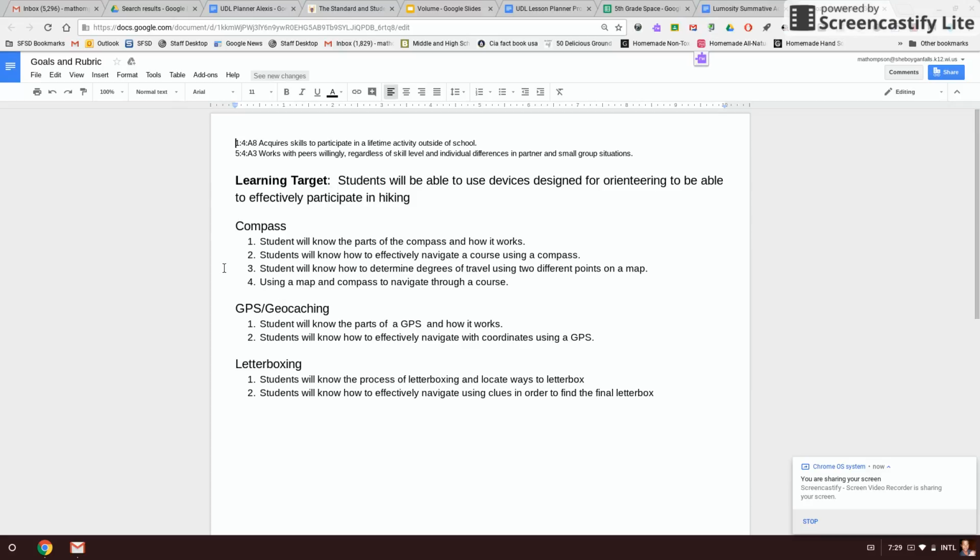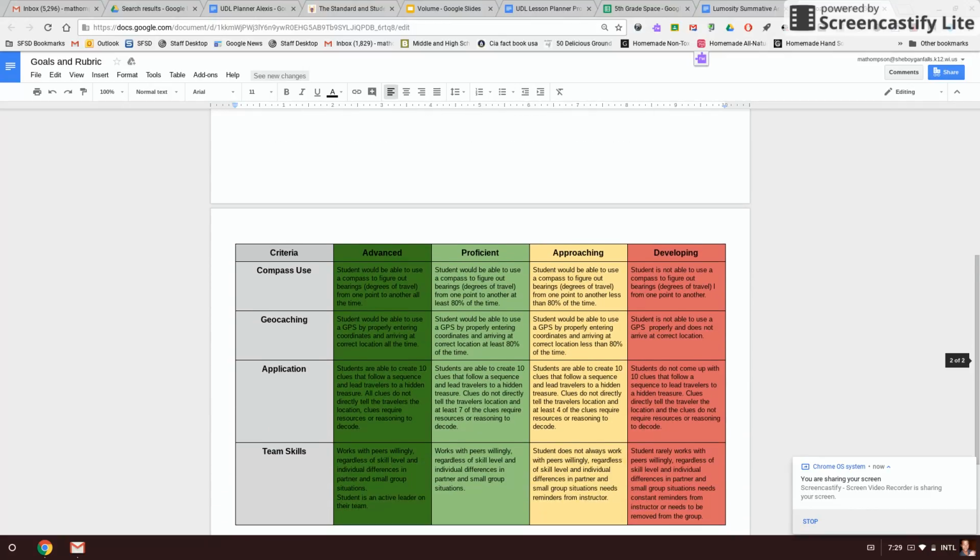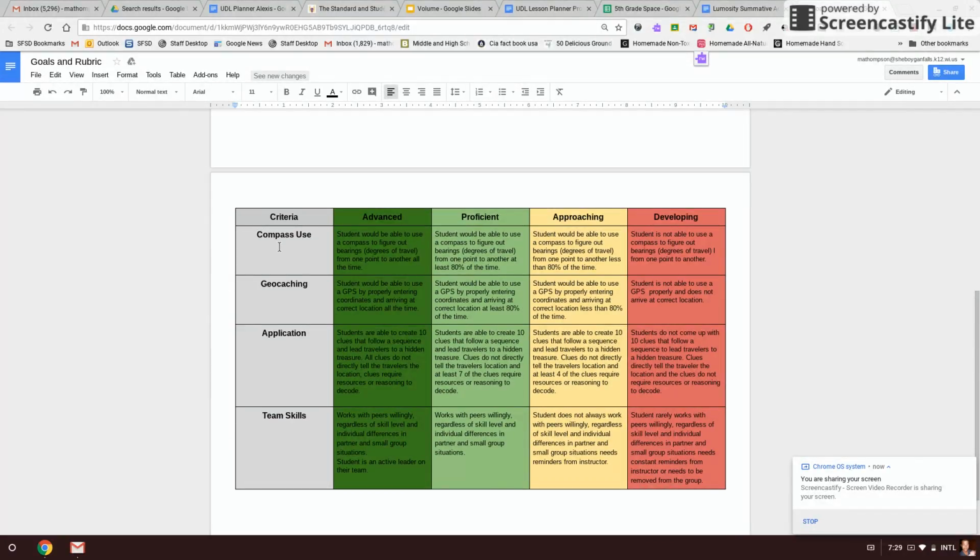The idea that students have goals involving compass skills for this particular target, they have goals involving GPS skills for this particular target, and ultimately they have to be able to participate in letterboxing to meet this particular target that the teachers outlined for them. Underneath, when we get to the rubric, you will see that the goals of compass use are actually in the rubric itself. The goals of geocaching or using a GPS are in the rubric itself. And then they have to apply these skills, which is really the letterboxing element where students understand how to orienteer, and then they create a course using these skills to demonstrate that understanding.